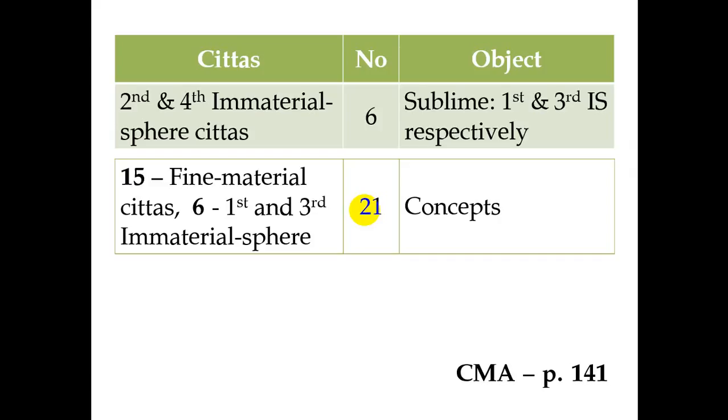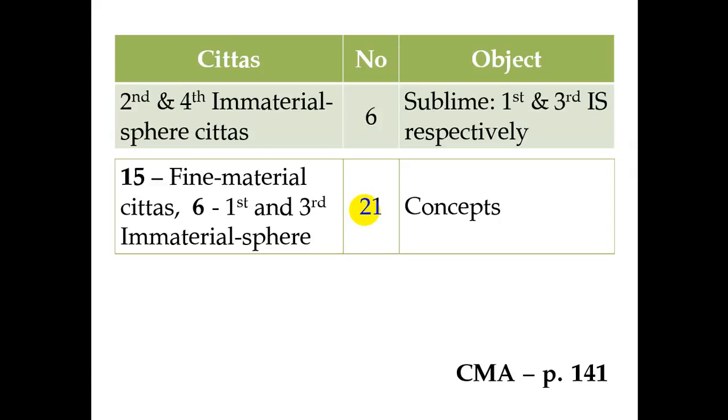So therefore, the fourth immaterial jhana citta takes a sublime object. Sublime object means the third immaterial jhana, right? I think that is very technical, but I hope you understand. Right? Understand? Very blunt. I think I'm making it very simple. Please listen to the recording when we learn about immaterial jhana, and you will understand better.